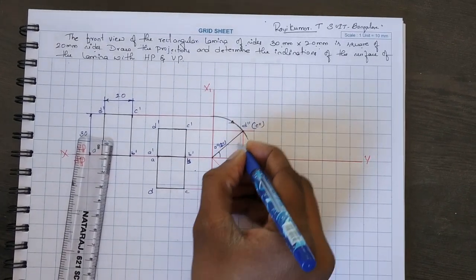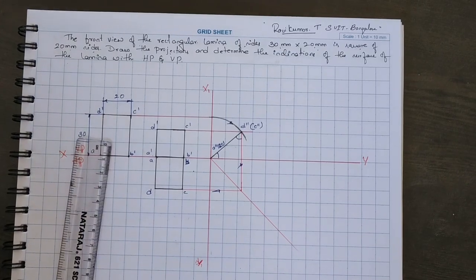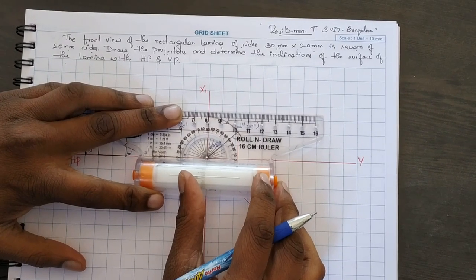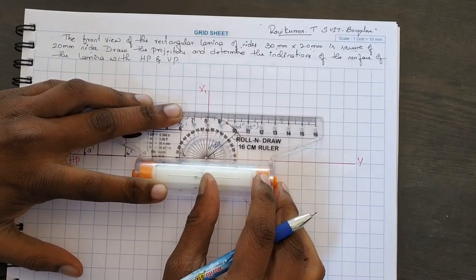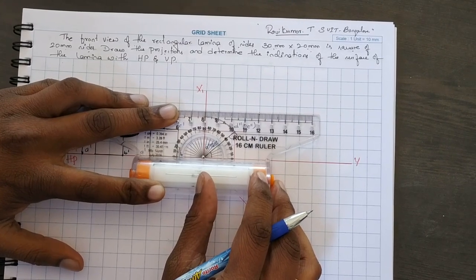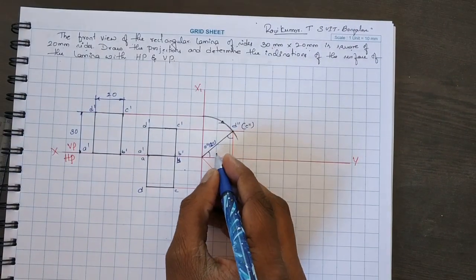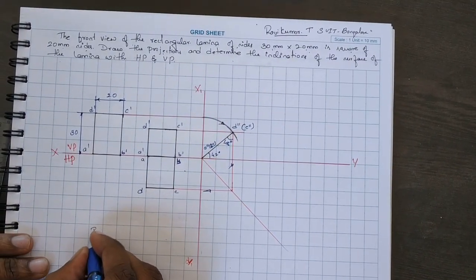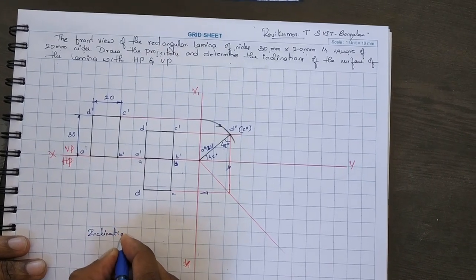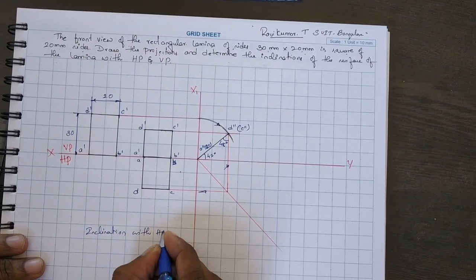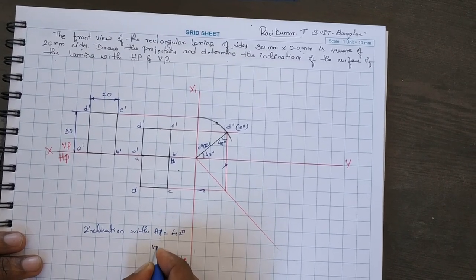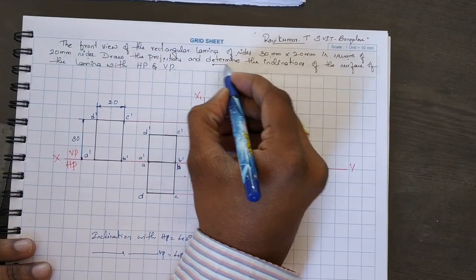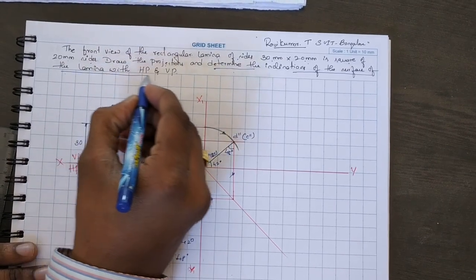Okay, now this inclination and this inclination you have to find out. So how much inclination will you get? This is around 42 degree. And this is around 48 degree. Okay, so here you have to write the inclination with HP is 42, VP is 48. So determine the inclination of the surface of the lamina with HP and VP. This you have to determine.